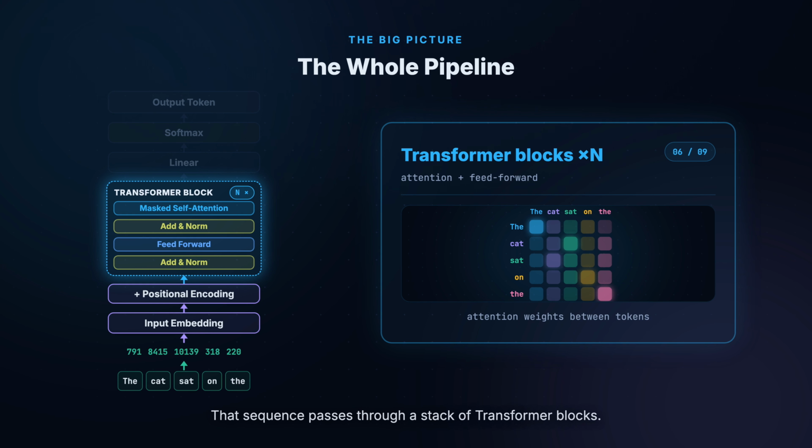That sequence passes through a stack of transformer blocks. Inside each block, two major things happen. First, attention lets tokens exchange information with each other. Then, a feed-forward network transforms each token representation. These blocks are repeated many times. Layer by layer, the model builds richer representations of the text.